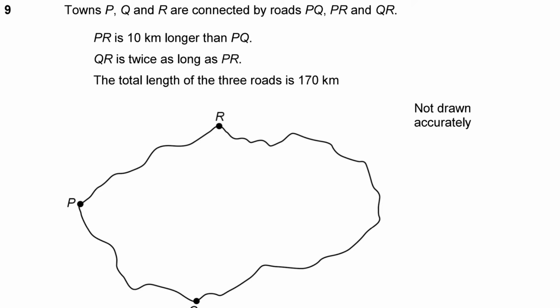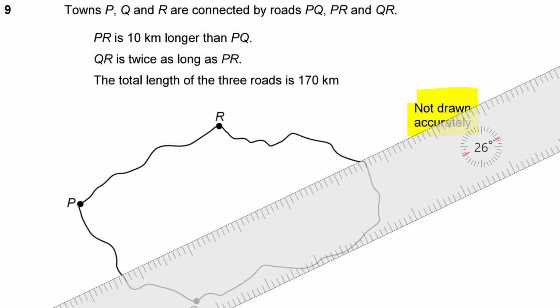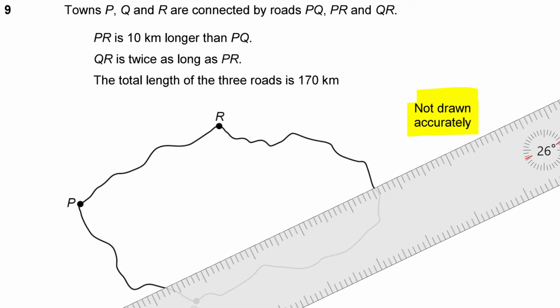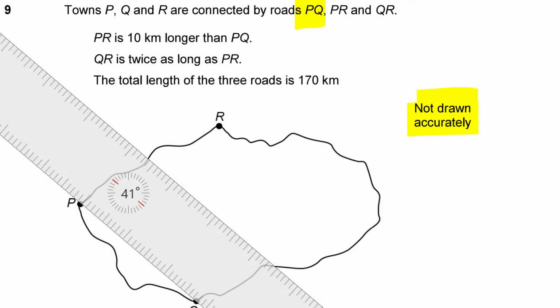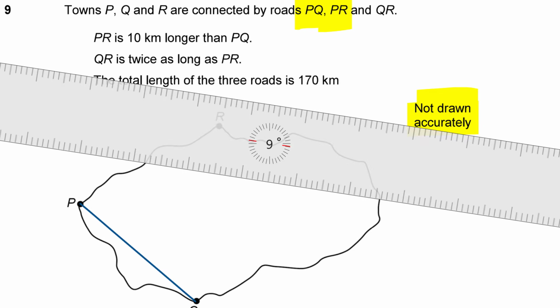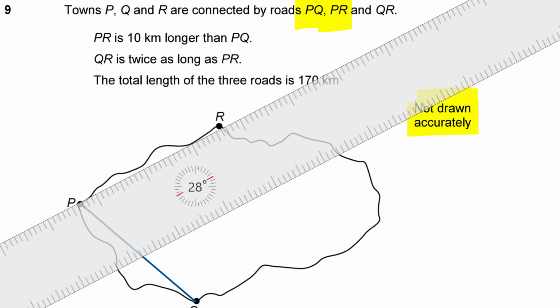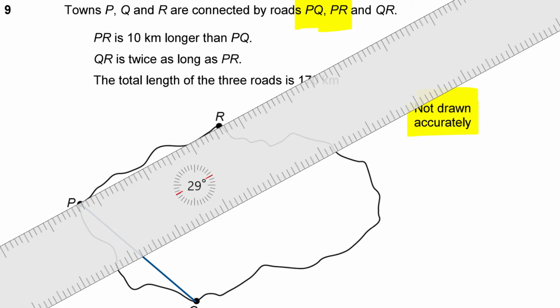All right, now this is not drawn accurately, so it's not about measuring the distances and using those. I'm going to have to work it out. Okay, I'm going to add these roads in first. They're not drawn, are they? So PQ is the road between P and Q. So let's just draw that in. PR is the road between P and R. So let's draw that in.